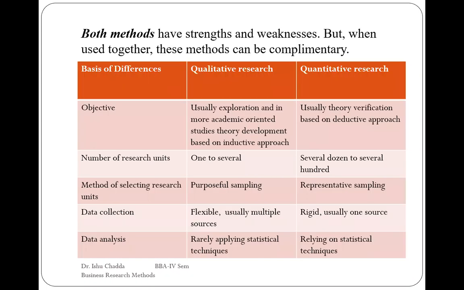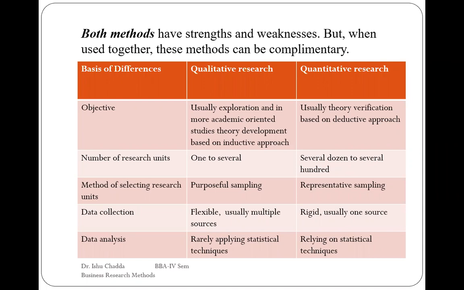Let's see, both methods have strengths and weaknesses, but when used together, these methods can be complementary. It is not right that you have to go with only one method. You can actually use a mixture of these two methods. So when you are studying research regarding any problem, you can opt for qualitative as well as quantitative methods because it will give you better results. Now let's see what the difference is between these two basic methods.